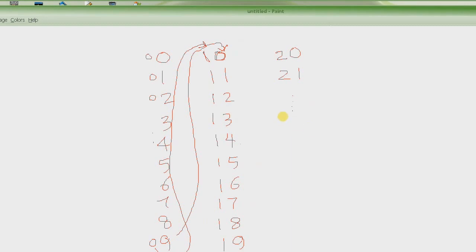This is how we build numbers. And with this method we could count to, I don't know, infinity. We can just keep counting and counting. So this is how our number system works.